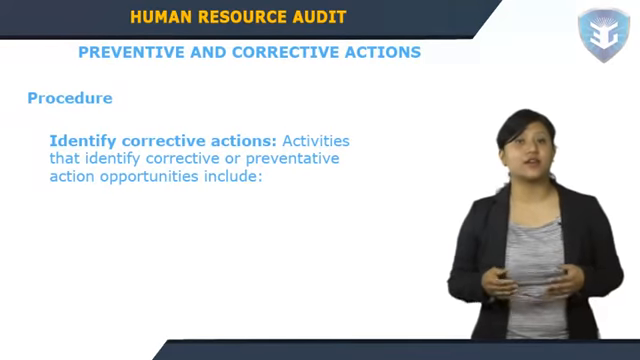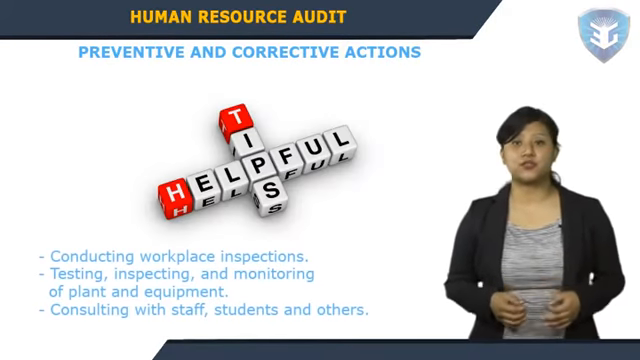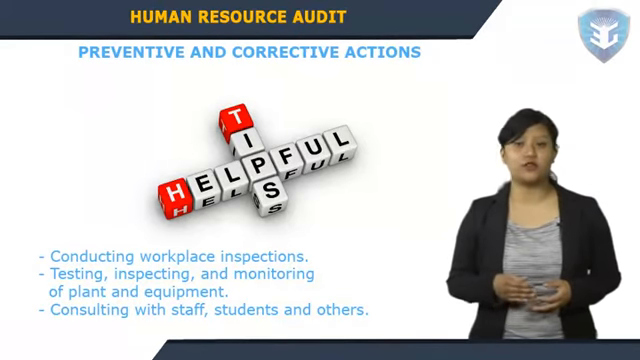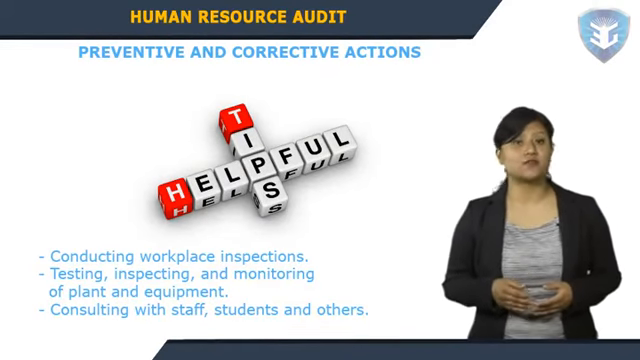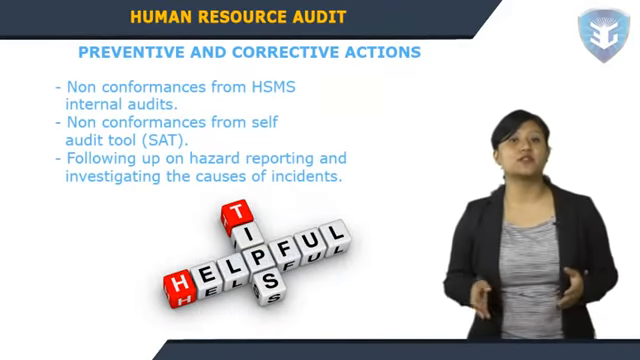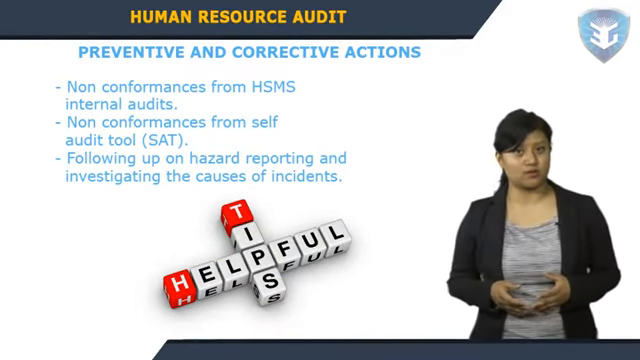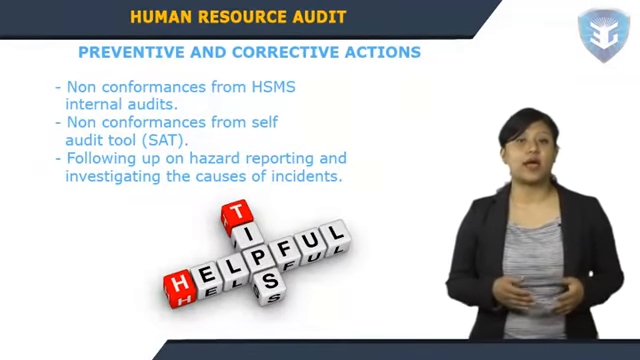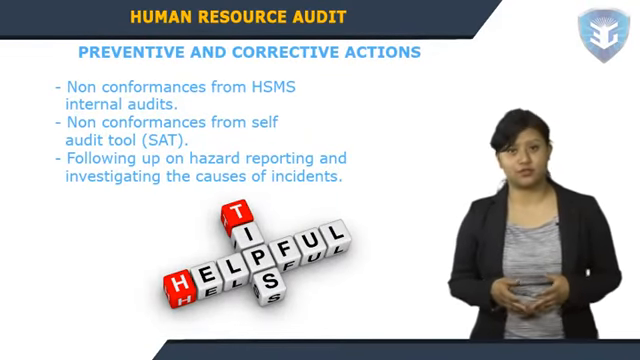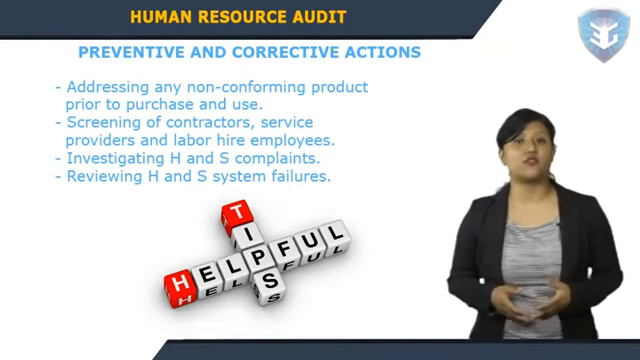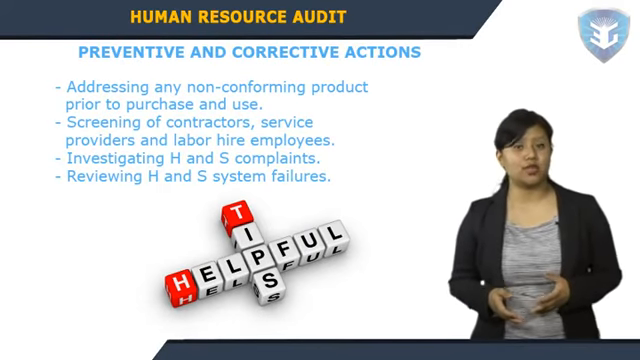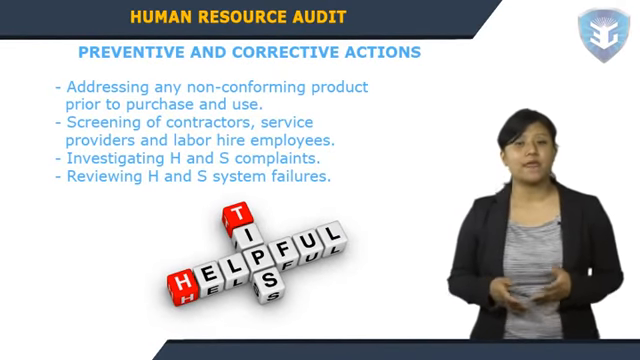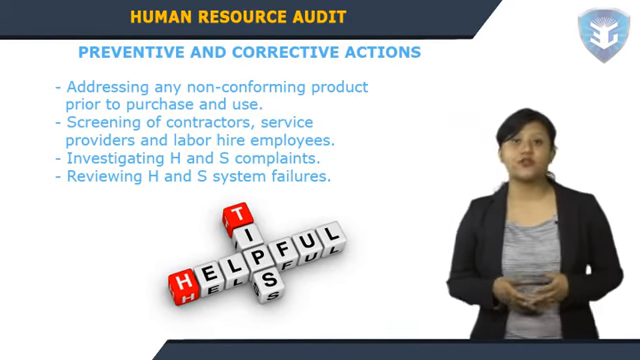Activities that identify corrective or preventative action opportunities include conducting workplace inspections, testing, inspecting and monitoring of plant and equipment, consulting with staff, students and others, non-conformances from HSMS internal audits, non-conformances from the self-audit tool SAT, following up on hazard reporting and investigating the causes of incidents, addressing any non-conforming product prior to purchase and use, the screening of contractors, service providers and labor hire employees, investigating H&S complaints, and reviewing H&S system failures.